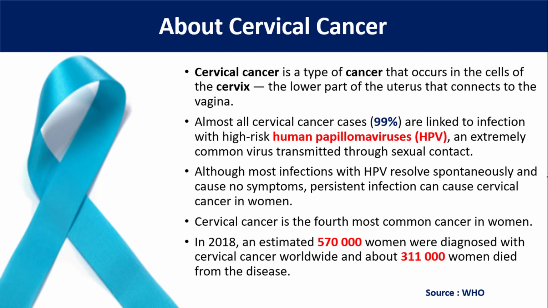First of all, we need to understand what cervical cancer is. Cervical cancer is a type of cancer that occurs in the cells of the cervix. It is the lower part of the uterus in women, and it connects to the vagina. In almost all cervical cancer cases, 99% are linked to infection with human papilloma viruses, short form HPV, an extremely common virus transmitted through sexual contact. Although most HPV infections resolve spontaneously and cause no symptoms, they are asymptomatic, but persistent infection can cause cervical cancer in women. So this HPV virus is also a very indicative factor in predicting cervical cancer.